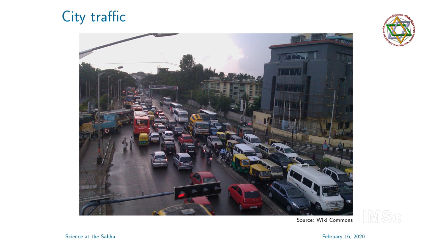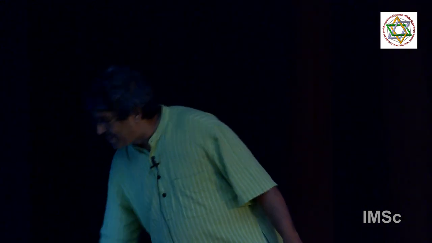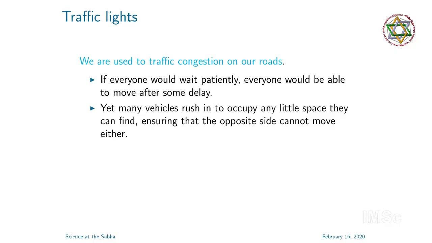City traffic. I think somebody must recognize that this is the Silk Board. I couldn't find a picture where somebody is actually jumping the red light. But anyway, we are used to traffic congestion on our roads. Now, it's clear that if everyone would wait patiently, everyone would be able to move after some delay. So when you are in a traffic congestion, what do you see instead? Some jokers moving ahead, knowing fully well that anyone coming opposite is going to be stuck, and nobody can move.